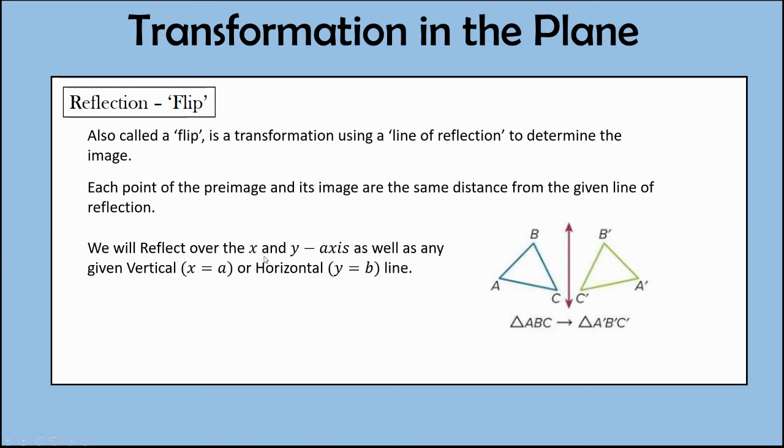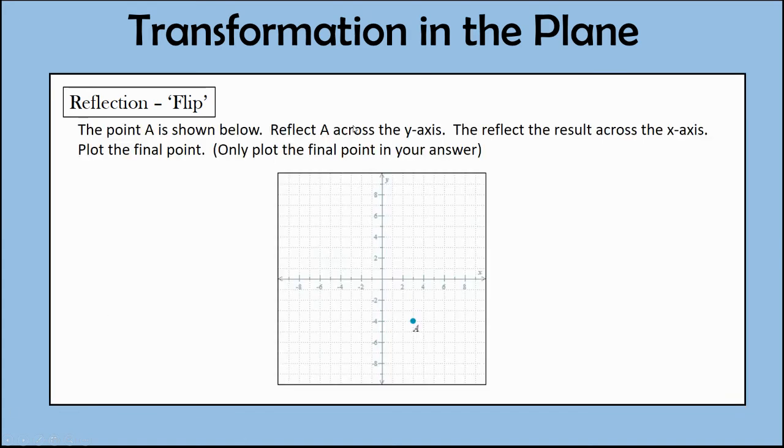And we will reflect over the X and the Y axis, as well as they could give us a vertical line, which would look like X equals some number, or a horizontal line, which will look like Y equals some number. We can flip it over those as well. Okay, let's take a look at a couple of these.